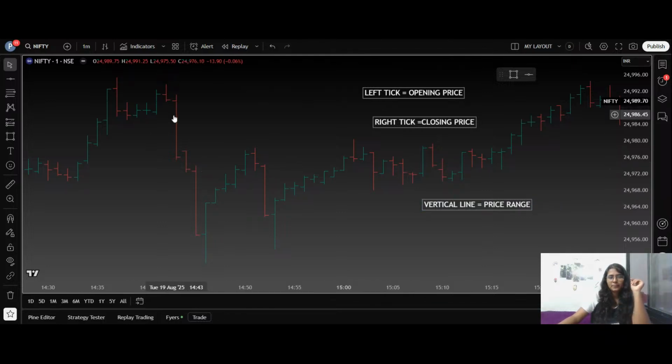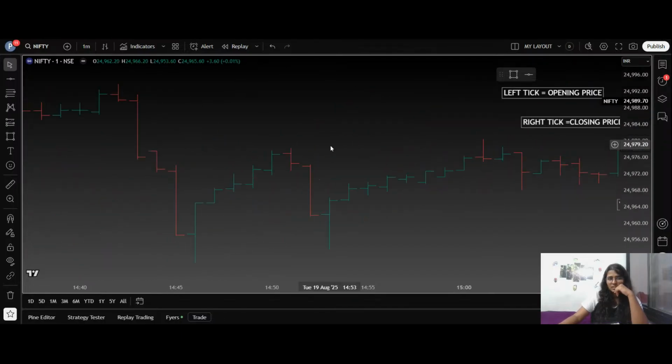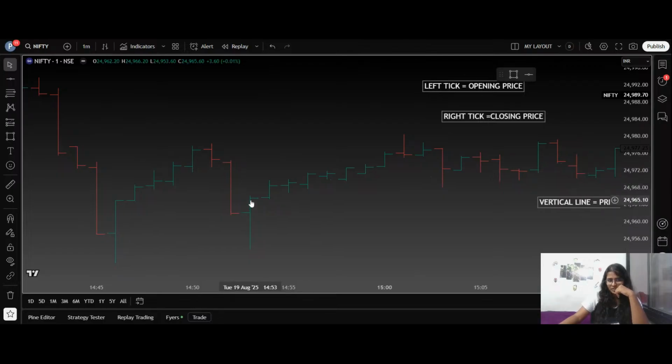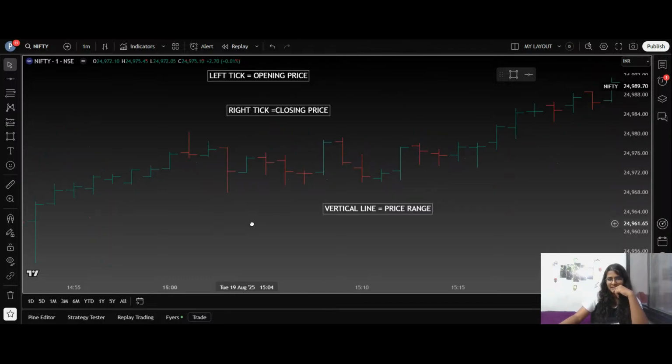Here also, if I keep the arrow on any single candle, you can see the open, high, low, and close. But rather than just putting a wick, there is no wick. There are these bridges, kind of. You can see ticks. Ticks mean here is a vertical line, here is a tick, here is another tick, one more tick.